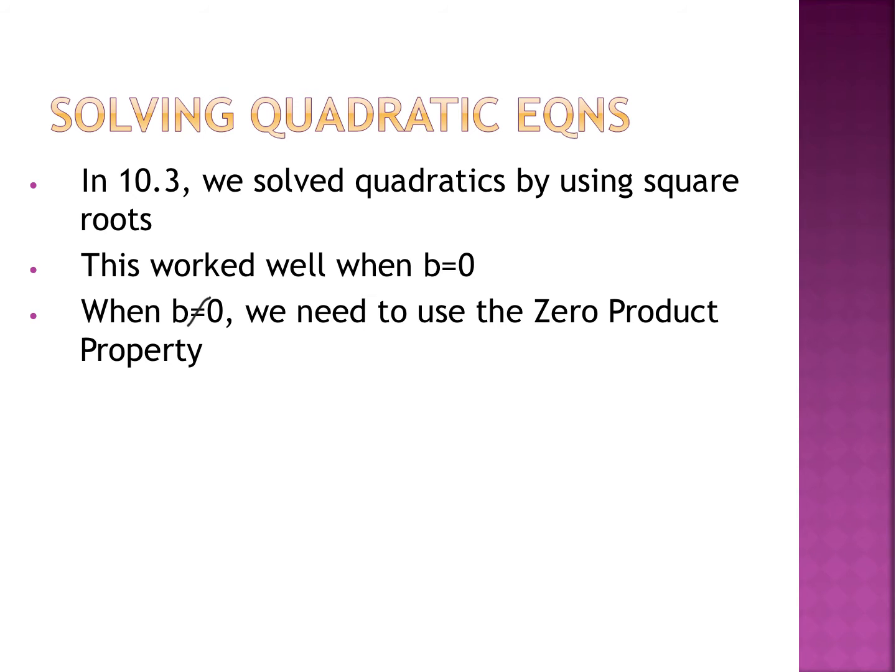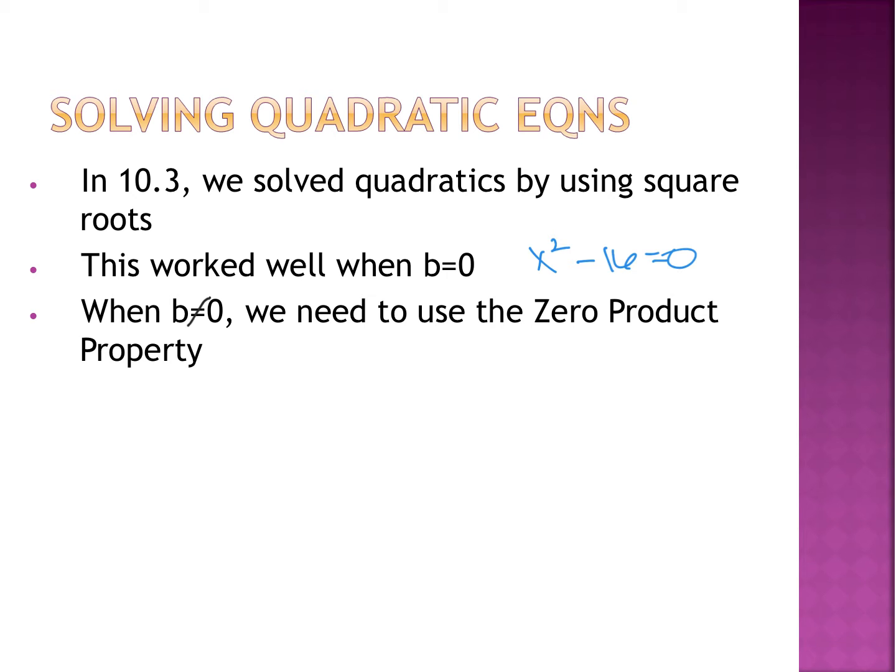So back in the last section, we looked at solving quadratics by using the square roots. This worked very well when we had an equation that did not have a b value. So maybe you had something like x squared minus 16 equals 0. There was no b term, therefore we could use the square root method.